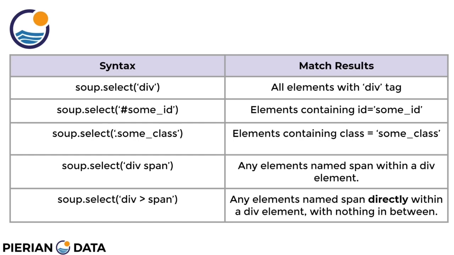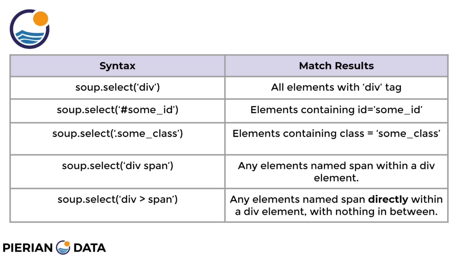Similarly, for a class, we do the same thing, except instead of a hashtag, it's a period. This follows along with CSS syntax if you're familiar with building out a CSS document. If you want to get a little more complex and look for elements within elements, there's a couple different ways to do this. We can say soup.select something like div span, with a space in between those two element names. What that does is grab any elements named span within a div element. You can switch those out for any element names. Essentially it's saying find any elements named in that second string within that first string.